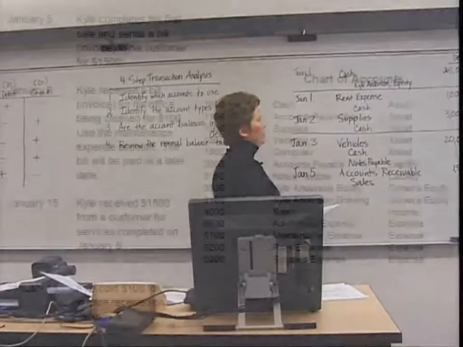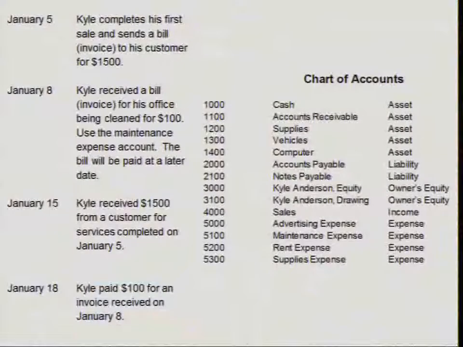Moving right along to January 8th, Kyle receives a bill for his office being cleaned for $100. It tells us in the transaction to use the maintenance expense account, which is account number 5100, and that the bill will be paid at a later date. So we're not going to use the cash account to pay for this. We are going to use accounts payable, which indicates a liability.